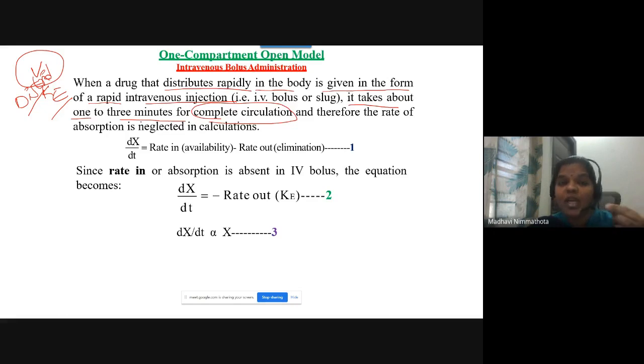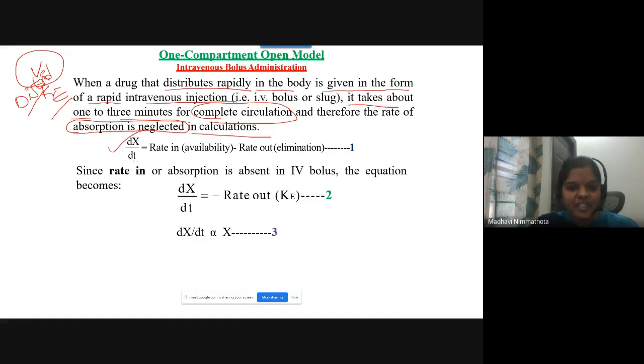So see how rapid it is. It will take only about 1 to 3 minutes to complete the entire circulation, and therefore the rate of absorption is neglected in calculations. See how clear it is. Okay, so only the rapidly distributed drugs will follow this compartmental kinetic model, and it takes only 1 to 3 minutes to complete its entire circulation. So that's why you have to neglect the absorption in the calculations. From this point onwards, your calculation is going to start.